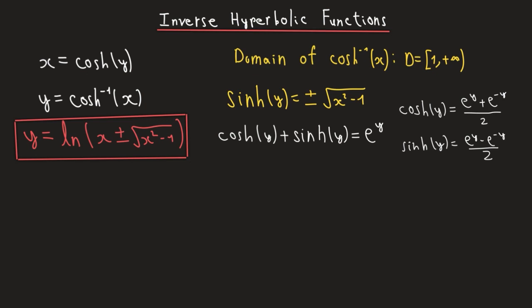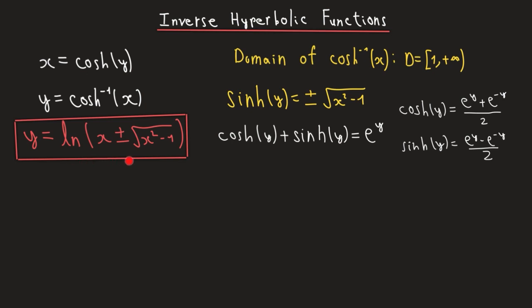And then we used the hyperbolic identity cosh squared minus sinh squared is equal to 1. And therefore we had that sinh of y is equal to plus or minus the square root of x squared minus 1. And afterwards we used the identity cosh of y plus sinh of y is equal to e to the y. And the way we obtained this expression is using the formulas for cosh of y and sinh of y, which are related to the exponentials. And this allowed us to determine the expression for y, which is equal to ln of x plus or minus the square root of x squared minus 1. So we obtained the expression for the inverse hyperbolic cosine of x.